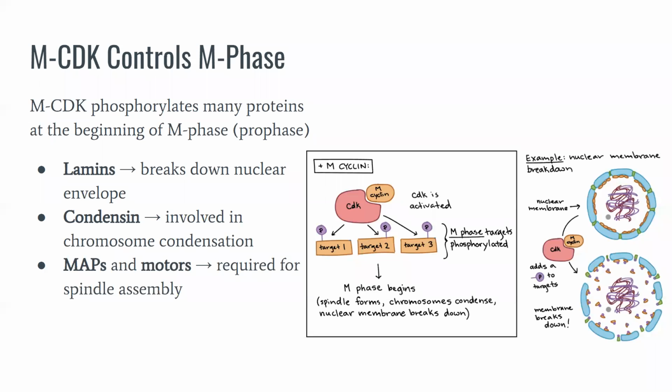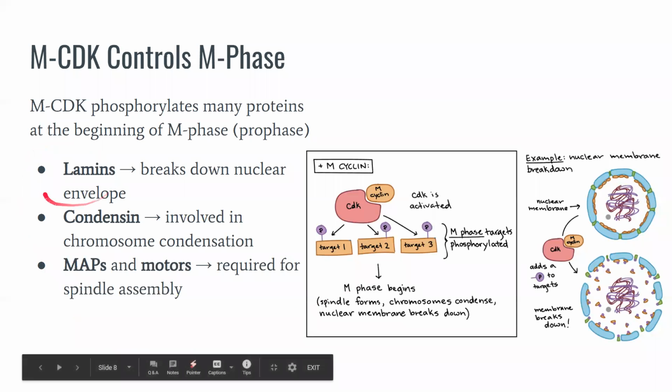Okay. So the reason we needed those MCDK complexes is because MCDK is important for the beginning of M phase. It phosphorylates many proteins during prophase that allow the process of mitosis to be initiated. So basically what MCDK does is it phosphorylates 3 different proteins: lamins, condensins, and MAPs and motor proteins.